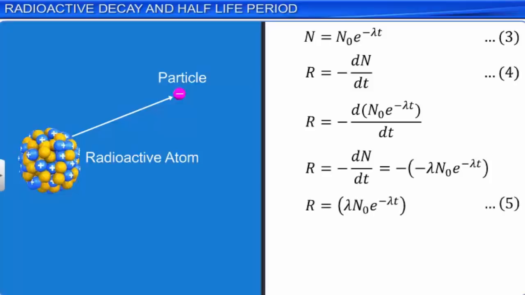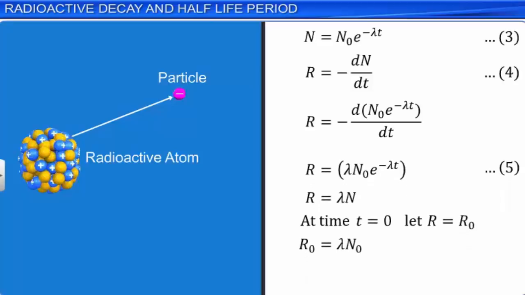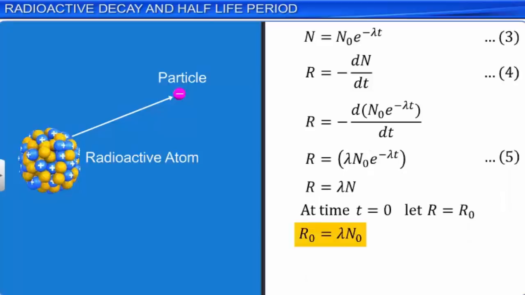Substituting equation 3 in equation 5, we get R is equal to lambda N. Now, at time t is equal to 0, let R be equal to R naught. Then, R naught can be written as R naught is equal to lambda into N naught. Substituting R naught in the place of lambda N naught in equation 5, we get R is equal to R naught e power minus lambda t. This is another form of the law of radioactive decay. Let this be equation 6.